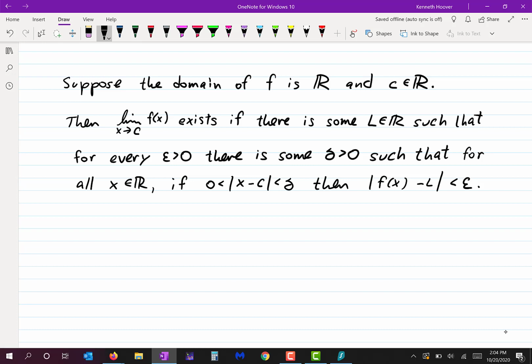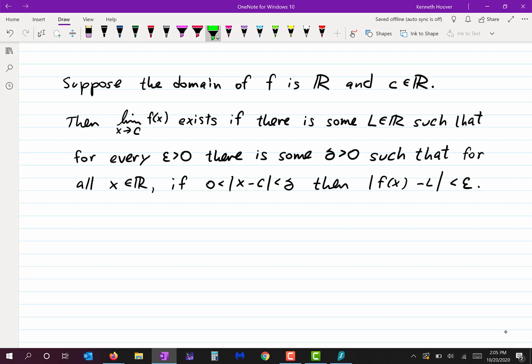Okay, here's a definition that you would have seen if you have taken Calculus 1. Suppose we have a function whose domain is all real numbers. The domain doesn't have to be all real numbers. I'm just making it that way to make things easier on us so that we don't have to keep saying the domain of f. We can just say the real numbers. So we have a function whose domain is the real numbers, and we have some c that is a real number. Now, here's the definition of the limit of f of x as x approaches c existing.